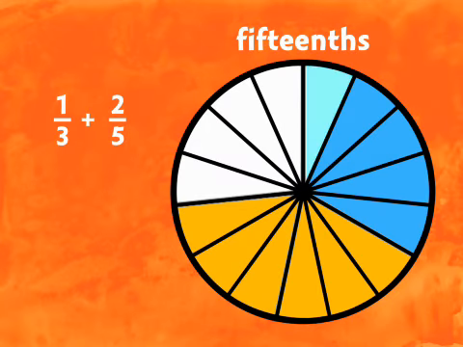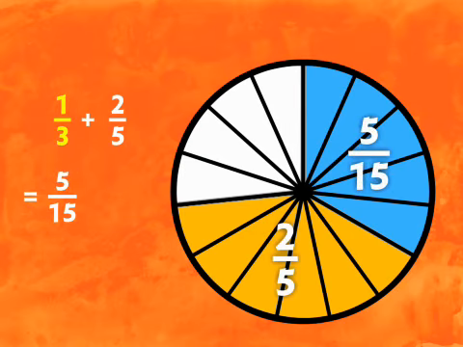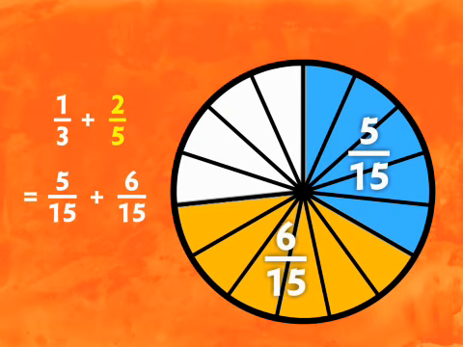Let's count how many. 1, 2, 3, 4, 5, 6, 7, 8, 9, 10, 11. The sum is 11 15ths. Each term in the sum also represents a whole number of 15ths. Notice that 1/3 is the same as 5 15ths, and 2/5 is the same as 6 15ths.